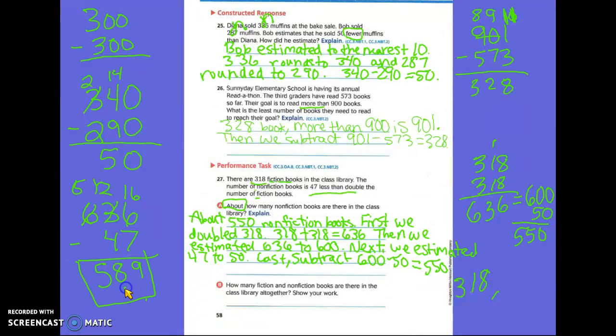Now we have to add 589 plus 318. Let's do that. So we have 589 plus 318. Work it out. 9 plus 8? 17. 9 plus 1? 10. 6 plus 3? 9. Okay, 907 books. Write it down.